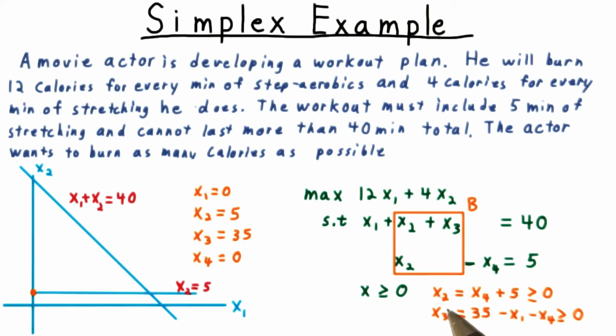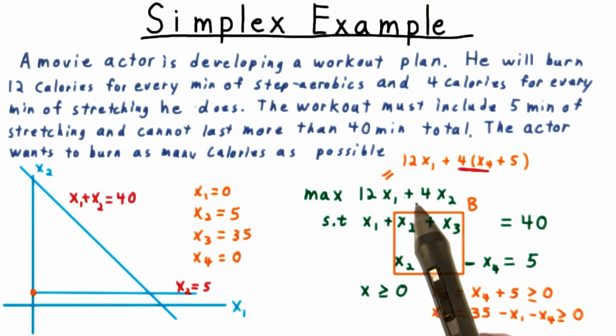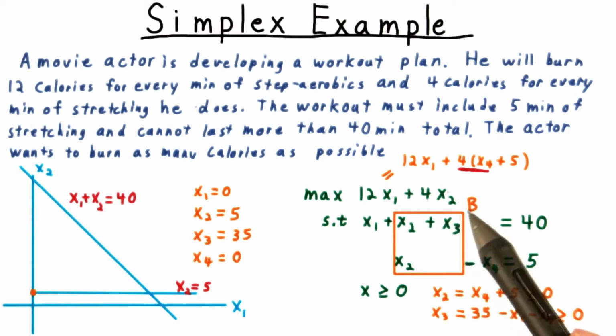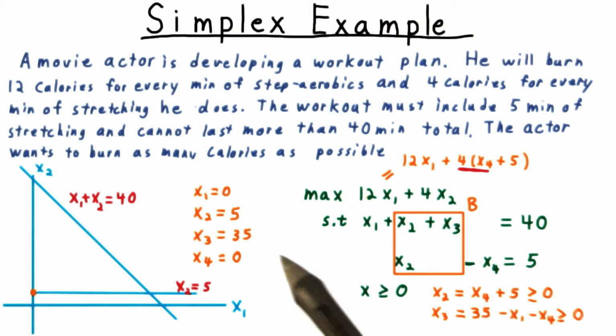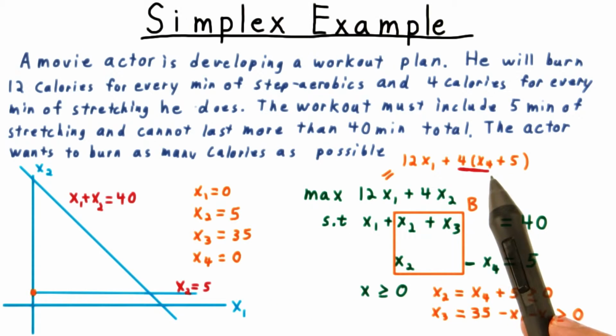And here we see that x2 is equal to x4 plus 5 from this equation here, and x3 then must be 35 minus x1 minus x4. And of course, these need to remain non-negative. Substituting these into the objective function, I now get this in terms of the non-basic variables, the ones that I'm thinking about moving into the basis, x1 and x4.